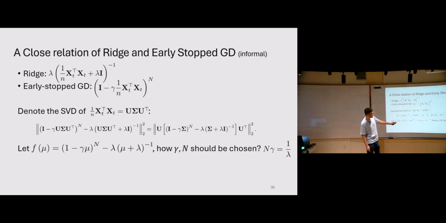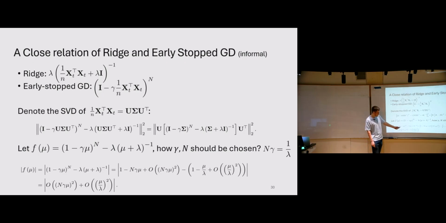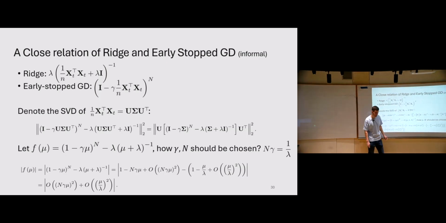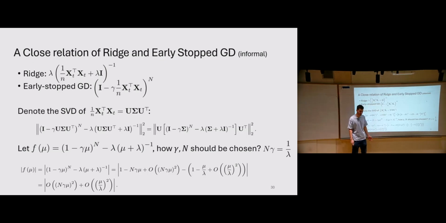Sorry. So the optimal choice will be n gamma equals 1 over lambda. And why is that? We find this by a Taylor approximation: the leading terms cancel whenever n gamma mu equals mu over lambda, so n gamma equals 1 over lambda. And then you get that f of mu is at most O of 1 over lambda squared, once you choose n gamma equals 1 over lambda and you know that mu is bounded, in a compact set.